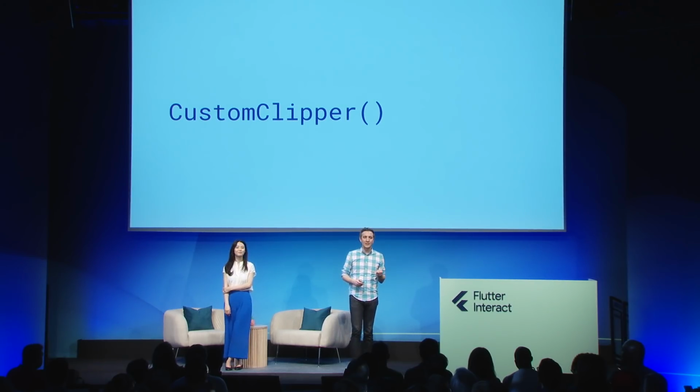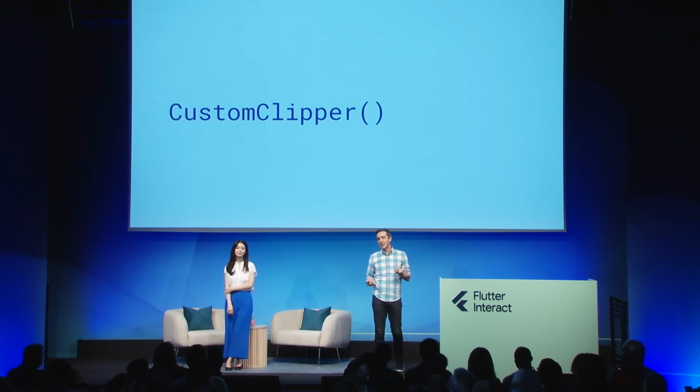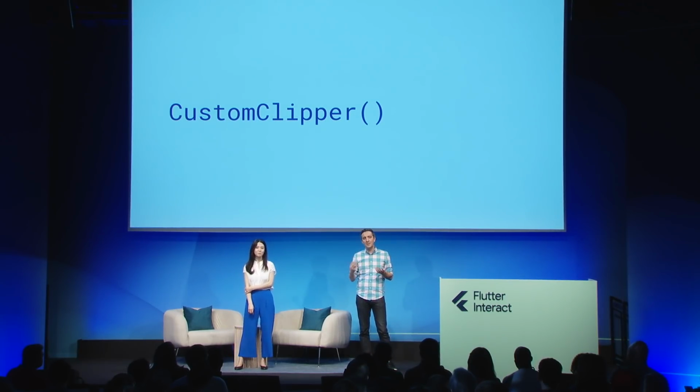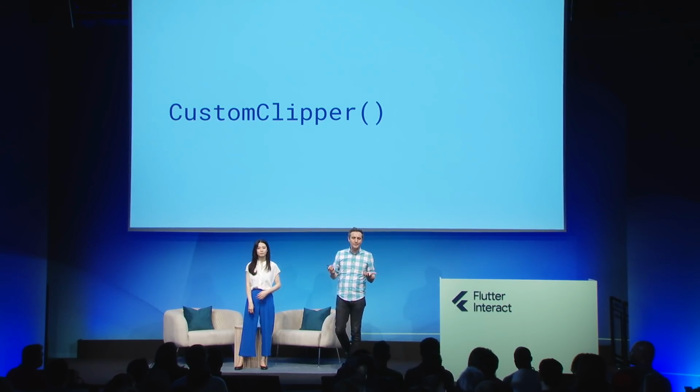The next one was clipping or masking, right? I didn't just want colored waves on the screen. I wanted to be revealing UIs on top of each other. And luckily, I had done my research up front. And I had identified this class called Custom Clipper. And basically, it just lets me feed a path in, and it'll mask out any UI.